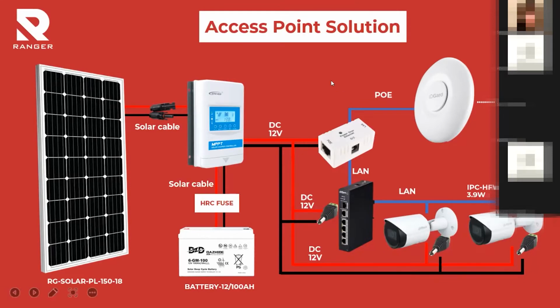So what is the maximum distance for this AP from the main server to the site? That depends on the access point type that you use. We have various access points, from 1 kilometer up to 5 kilometer. I see. Okay, understood.